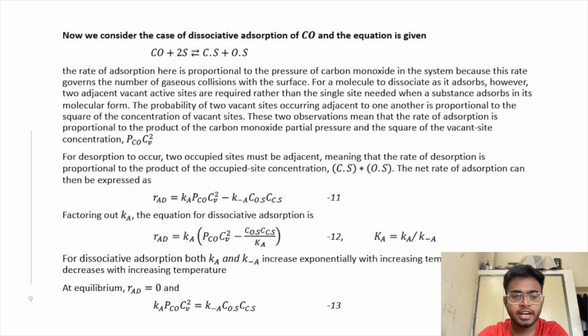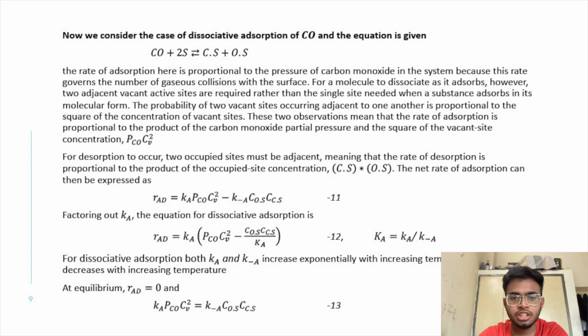Now let us consider the second model, in which the dissociative adsorption of carbon monoxide occurs. So the expression is given as carbon monoxide plus surface site is equal to carbon on the site plus oxygen on the site, where the overall rate of adsorption can be given as: rate of adsorption is equal to the rate constant into the partial pressure of carbon monoxide into the concentration of vacant sites squared, minus the inverse of the rate of attachment A into the concentration of oxygen on the site into the concentration of carbon on the site. That is equation number 11.